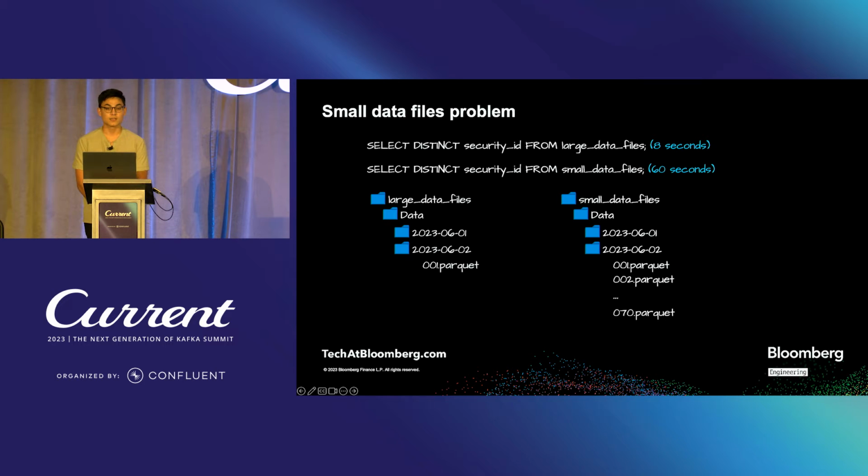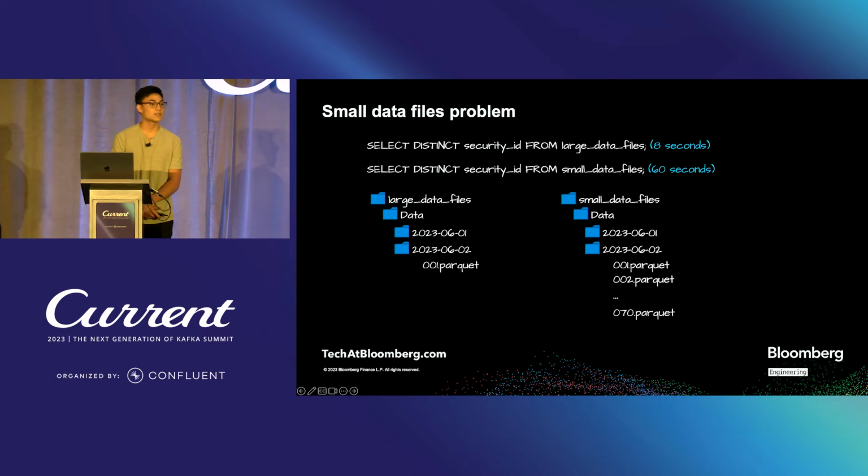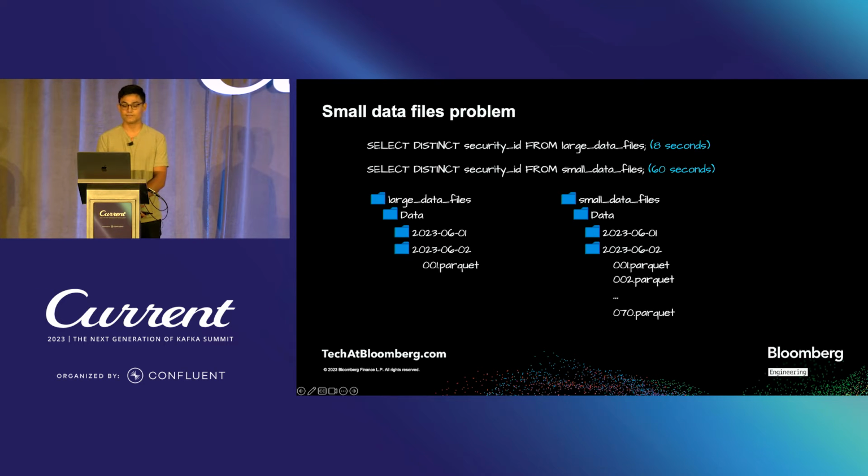In this example, we're just selecting the distinct security IDs from each of the tables. And in the large data files case, it took 8 seconds to process this query, whereas with the small data files table, it took a minute to process the exact same query. And this is due to the overhead of each S3 GET file request, as well as the small data files table duplicating header information in each of the Parquet files.